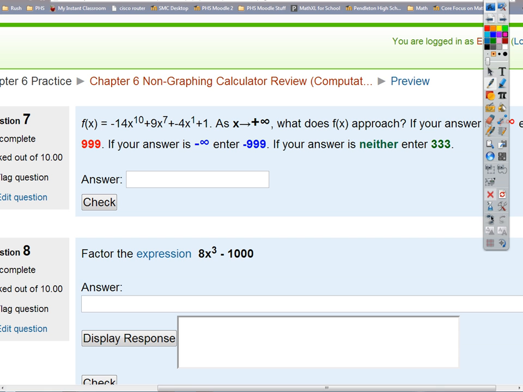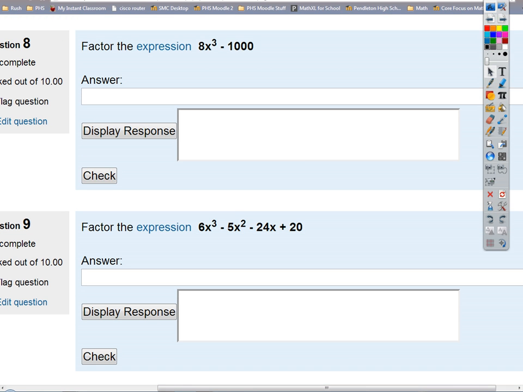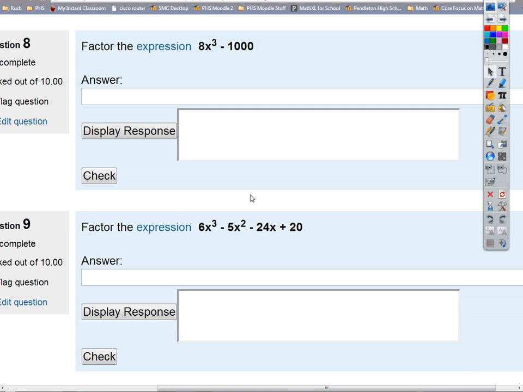Okay, factor the expression. Our answer just needs to be the factored form of this. So 8x cubed minus 1,000. Now let's go do this on the other page. That one's so big.